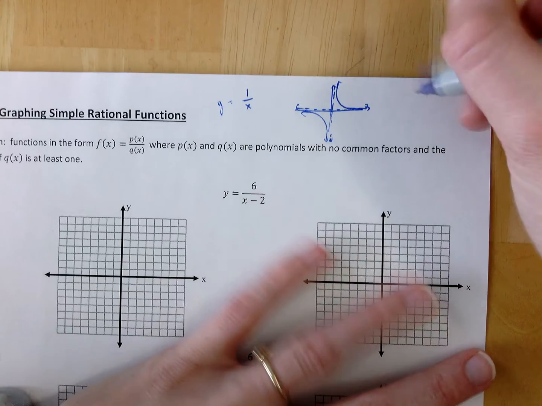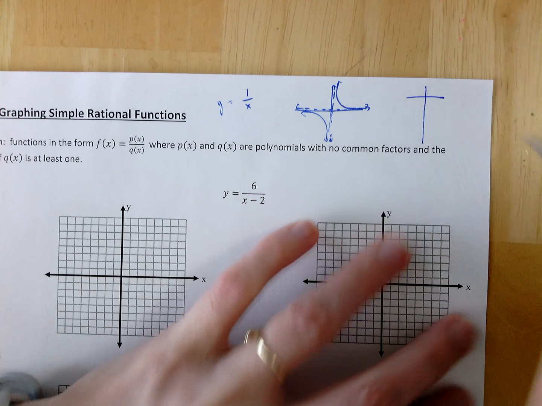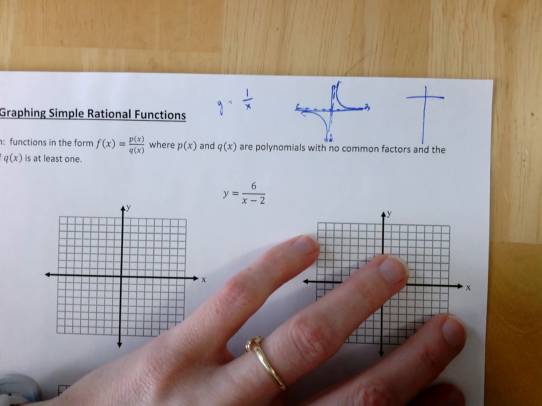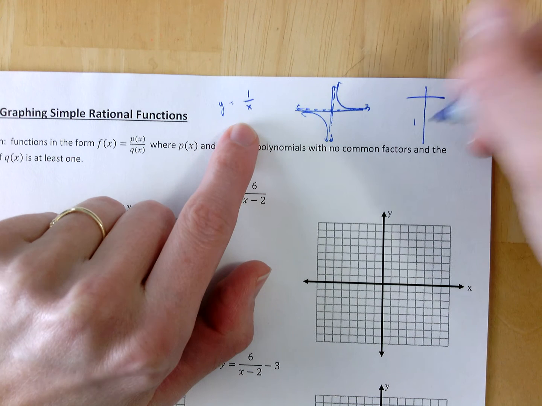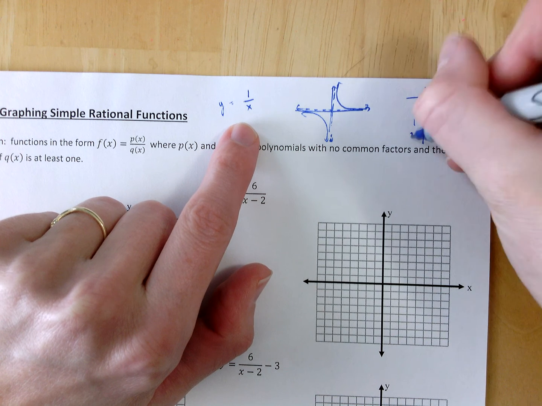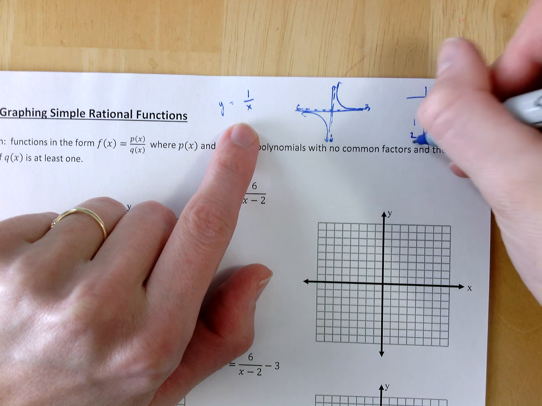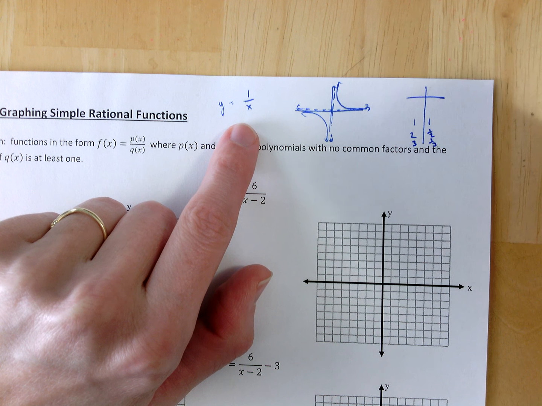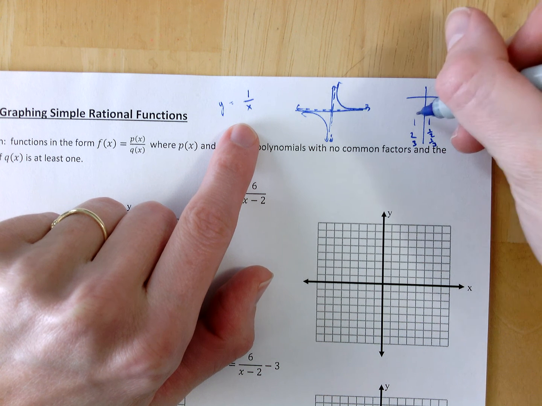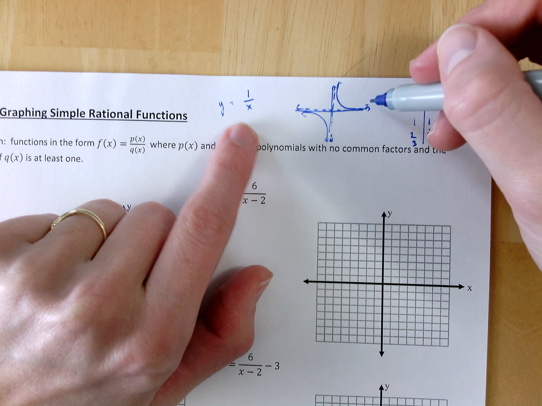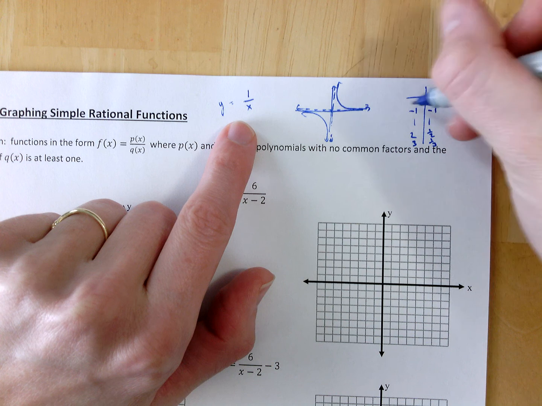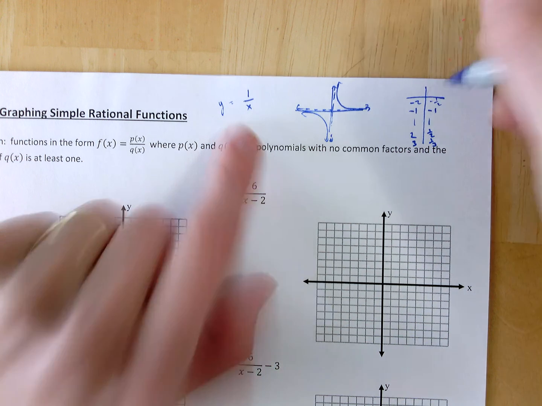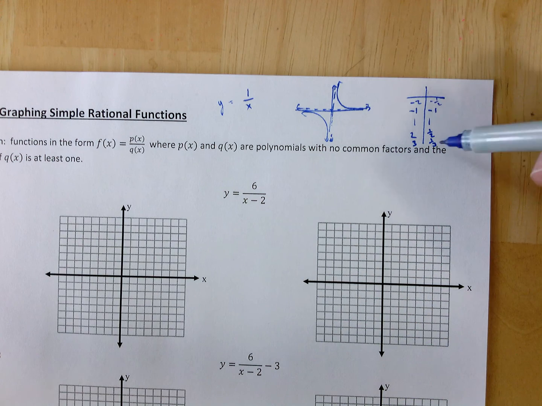Now, in terms of a table of values for this, it's a little bit weird. If you plug in 1 for x, you get out 1 for y. If you plug in 2, you get out a half. If you plug in 3, you get out a third. 0, can't plug that in. That's why there's an asymptote there, you can't divide by 0. -1, you get out -1. -2, you get out negative a half. Negative a third.